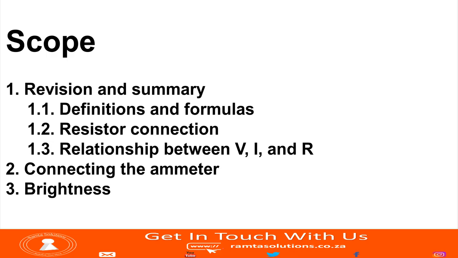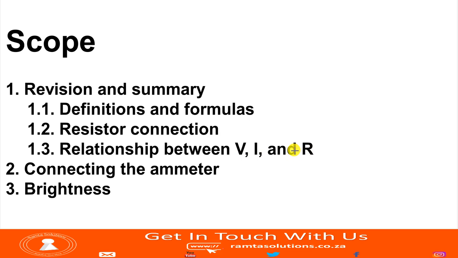In this video, what we are doing is simply to summarize what you have covered so far in the topic, and of course covering other aspects that we might not have covered in the previous videos. For example, we're going to look at how we connect the ammeter and give more insight on the ammeter, and of course talk about brightness. And we will also be talking about the relationship between potential difference, current and resistance.